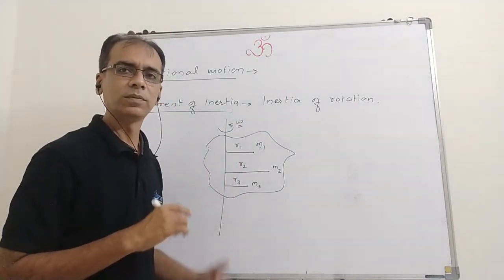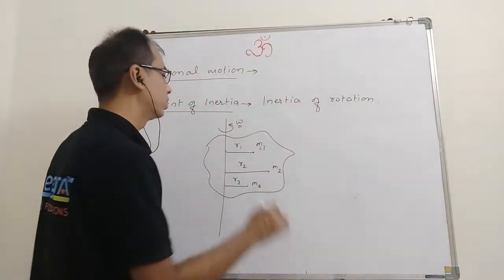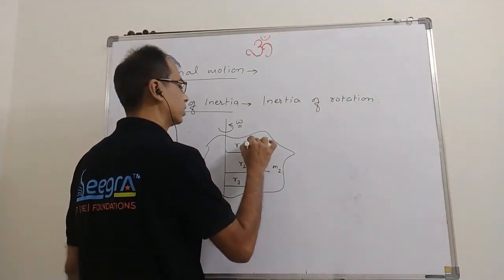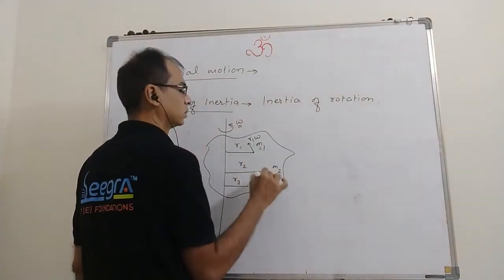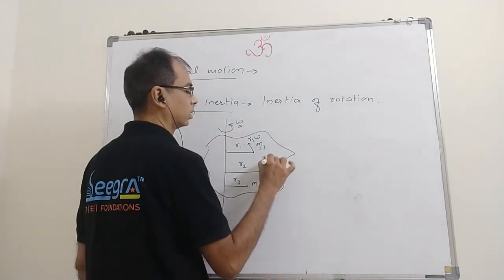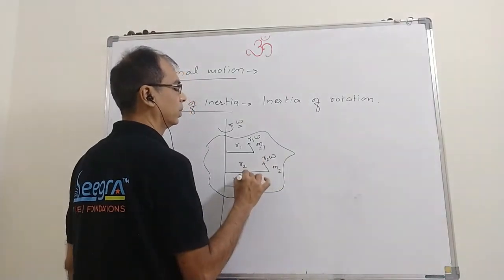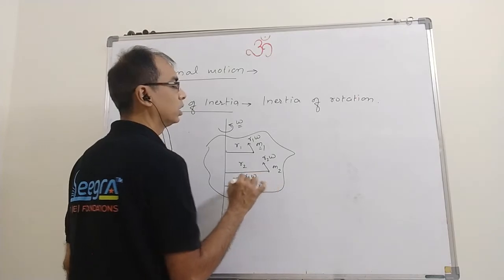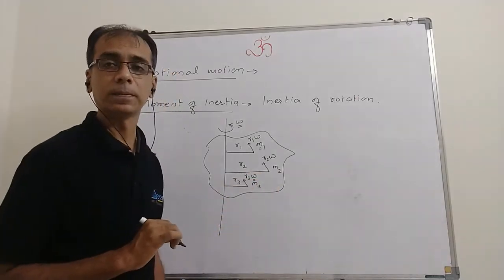Okay, we are rotating them with angular velocity omega. So what will be the velocity of this one? This one's velocity will be r1 omega. Its velocity will be r2 omega. Its velocity will be r3 omega. So what is the total kinetic energy?